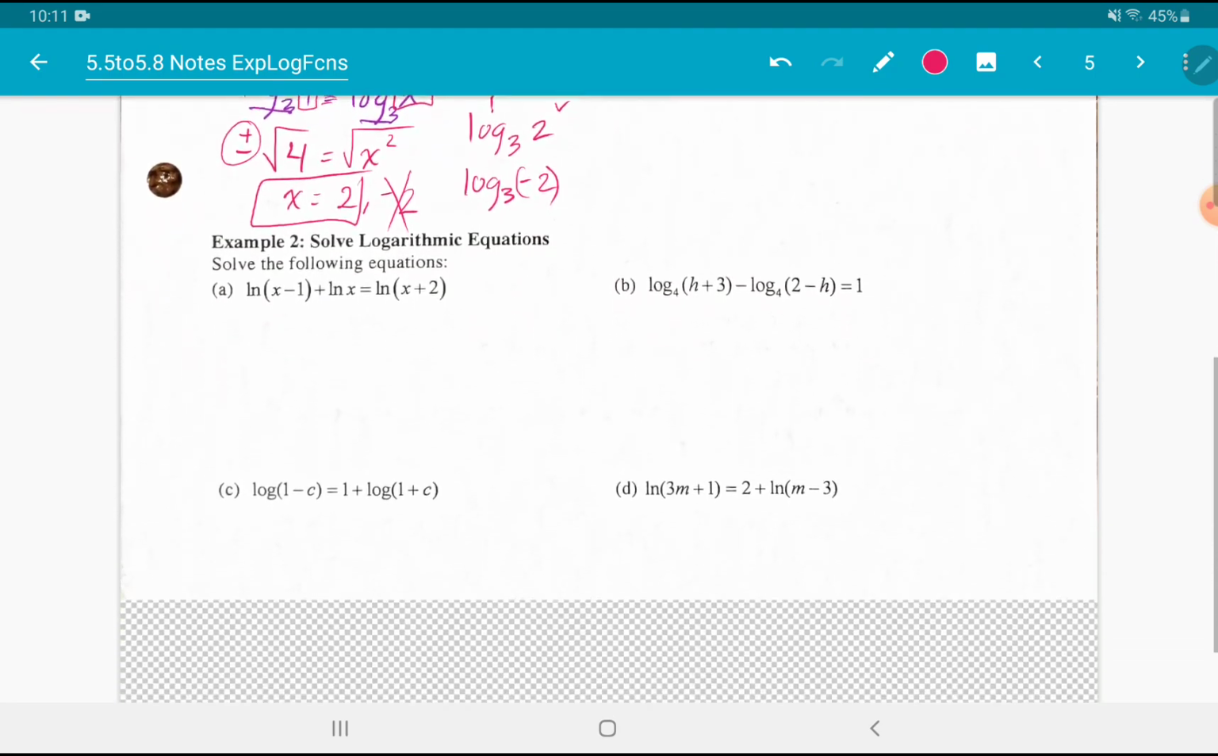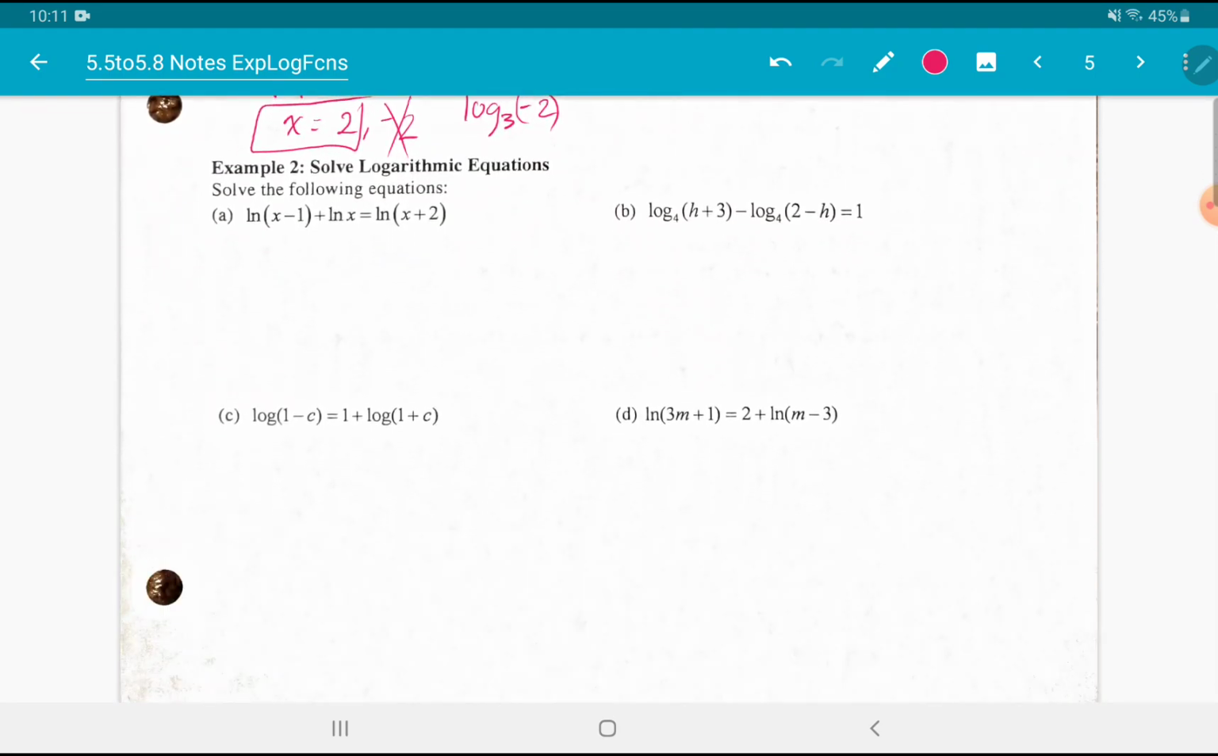Let's take a look at example 2. Letter A, ln of x minus 1 plus ln of x equals ln of x plus 2. Using properties of logs, if I have an addition sign there, I can combine this as one log. So ln of x minus 1 times x equals ln of x plus 2. Again, I have natural log equals natural log, so the numbers contained within them must be equivalent. Multiplying this out, we get x squared minus x is equivalent to x plus 2.